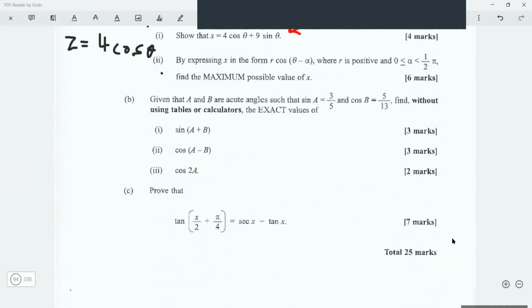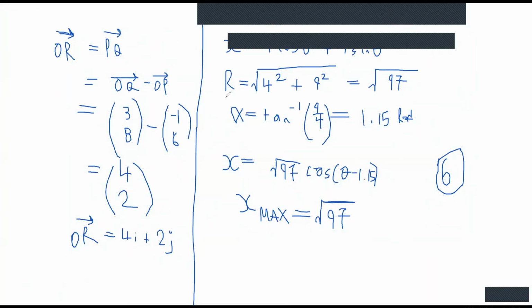Now look at this. It says given A and B are acute angles in a triangle such that the sine of A is 3/5. Guys, anytime you get this question, please draw your triangle. I'm begging you, draw your triangle. Then it tells us that the sine of A is 3/5, so write it down: sine A equals 3/5.